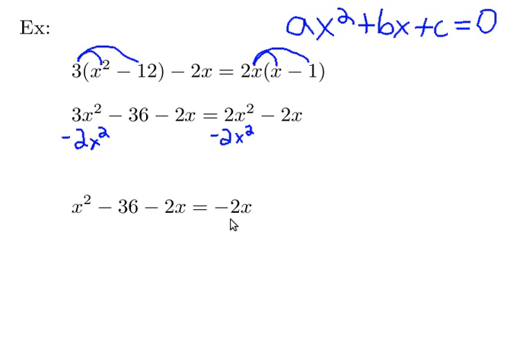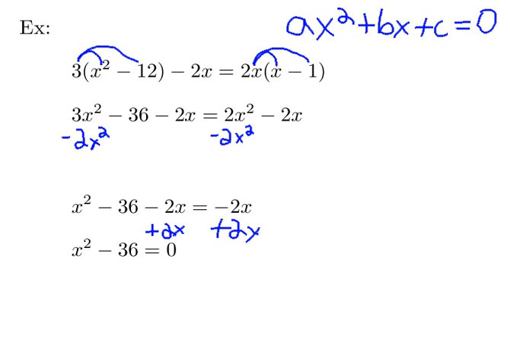Now I want to get rid of this here. So I'll say this is plus 2x. So plus 2x. And I'm probably going to have to put a lot of extra space in between here too. So that means we're going to have x squared minus 36 equals 0.